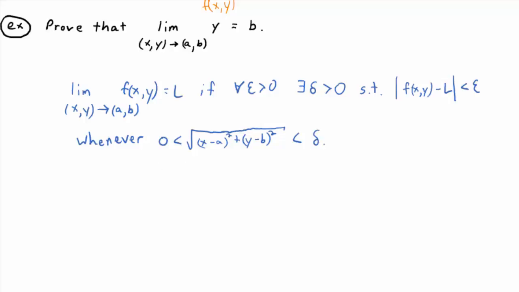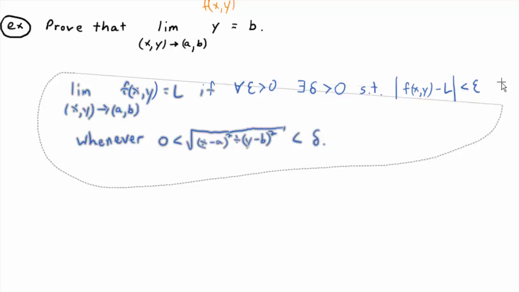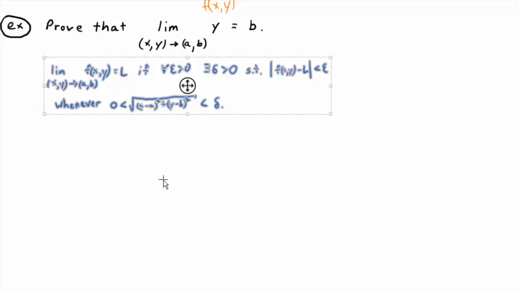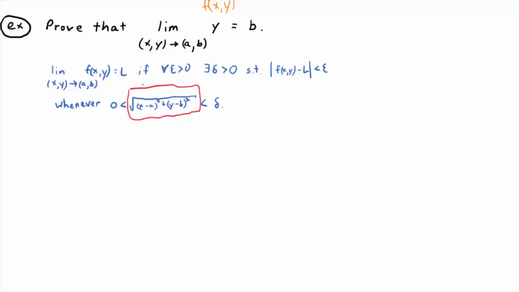So this is the definition you want to keep in mind if you're ever asked to do an epsilon delta proof. If you take more advanced math classes, you will see a lot of these. This is not part of the proof, by the way. It's just the definition you use to prove what you're asked to prove in the example. So what we need to do to prove that this limit is b is we need to somehow relate this distance and this distance to each other.